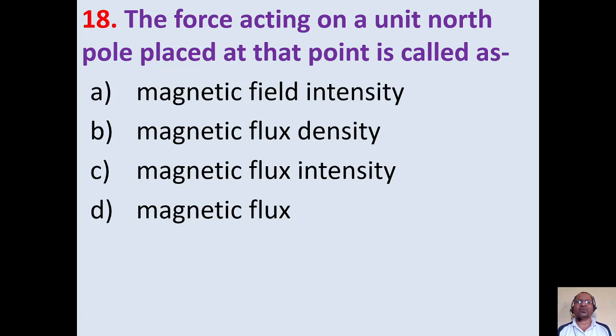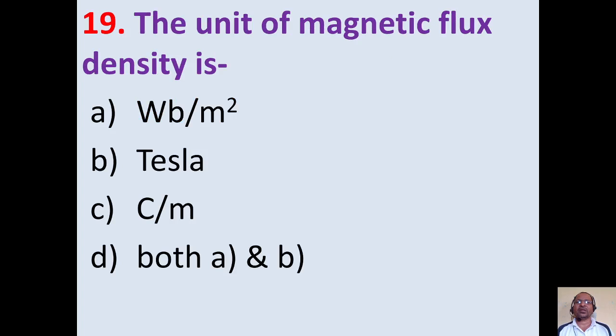The force acting on unit north pole placed at that point is called as. So every magnet has a certain space around itself which is called as magnetic field, and the strength of this magnetic field is simply called as magnetic field intensity. The unit of magnetic flux density, we know, is Weber per meter square, which is also called as Tesla. So both options A and B are correct.